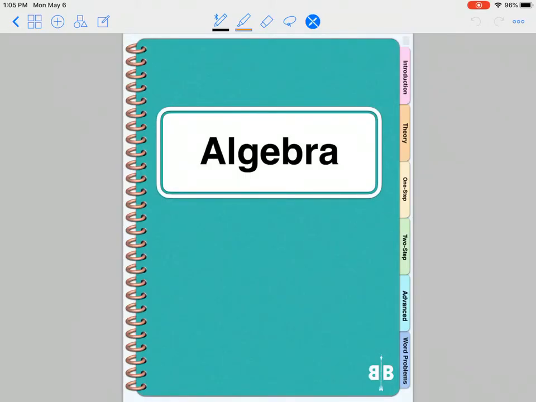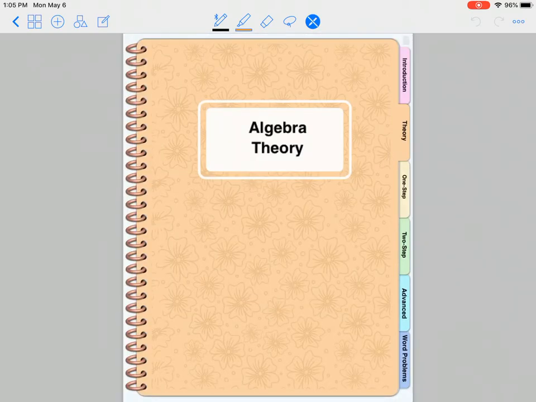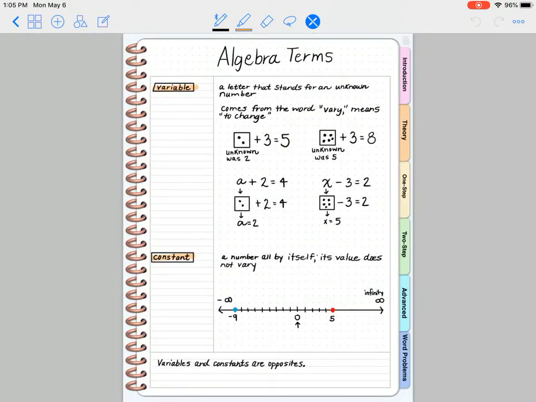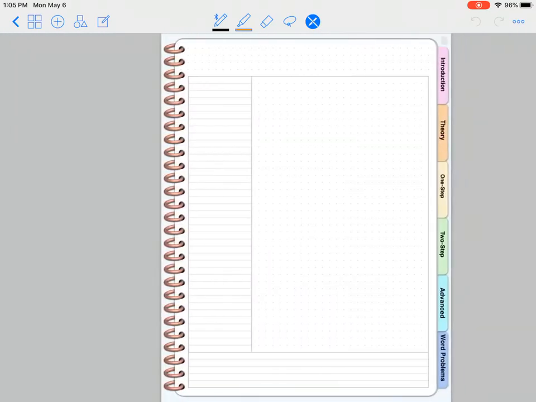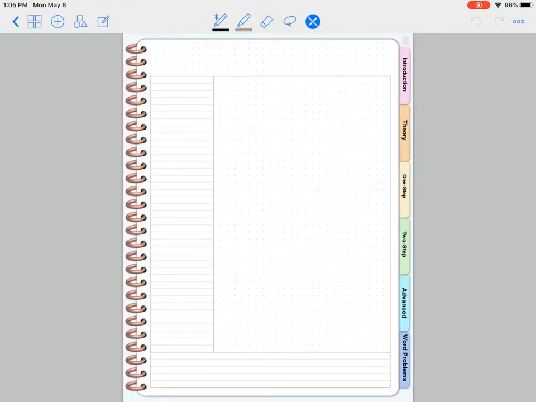Welcome back. I want to finish up the theory module by giving you the golden rules for solving algebra equations. So if you are in your notebook, you're going to go to the theory section. And remember, we have already talked about terms. Hopefully you have taken the terms quiz and you are feeling pretty good about those.